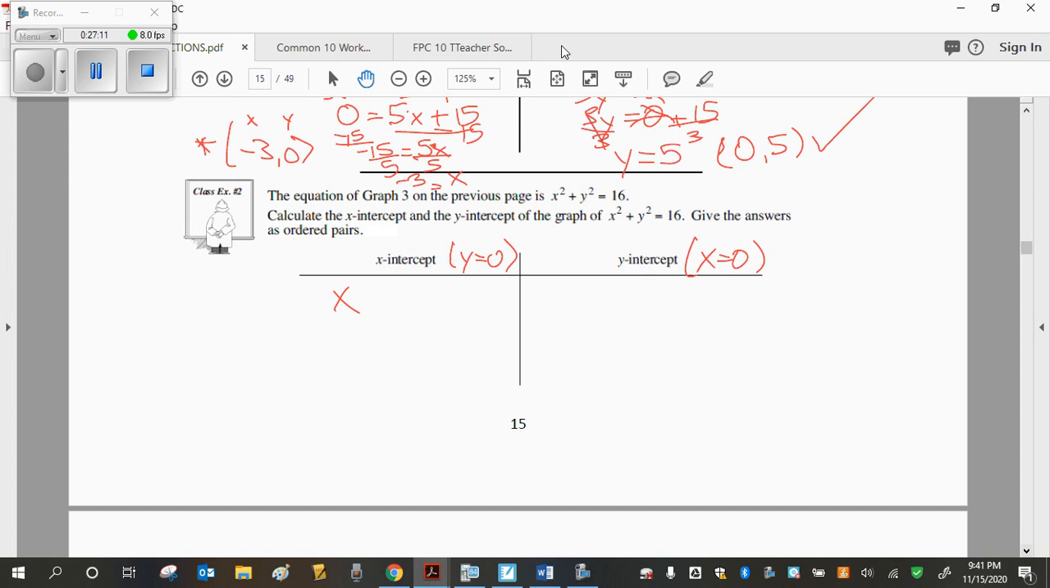Write down the equation. X squared plus y squared equals 16. Whenever you see a y, you put 0. So x squared plus y squared becomes x squared plus 0 squared. 0 squared is what? Not sure? You can punch it in your calculator, but it equals 0. So you're left with x squared equals 16.